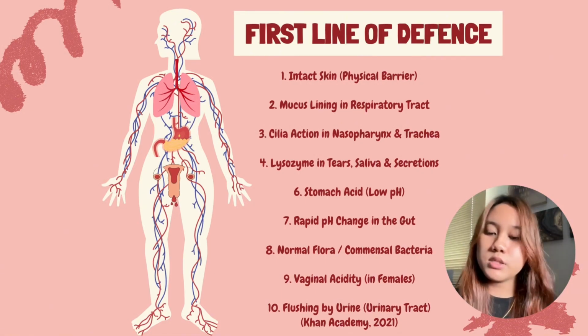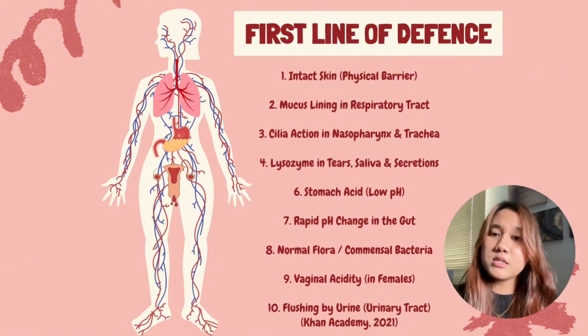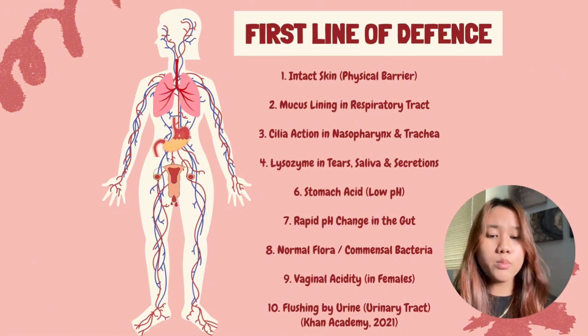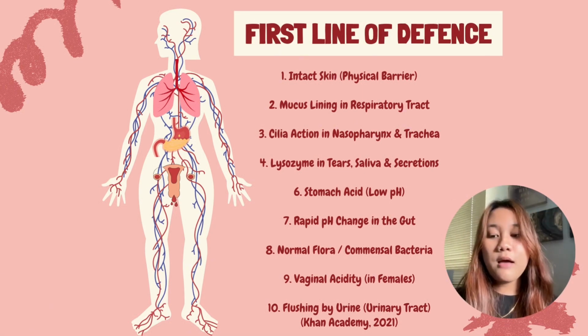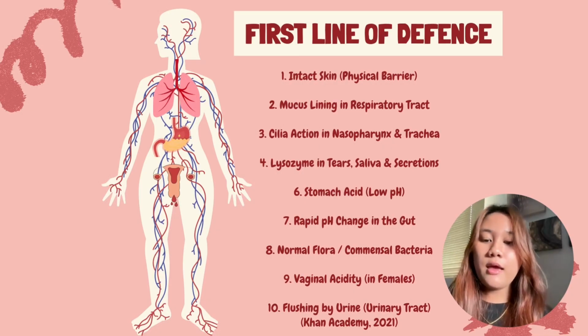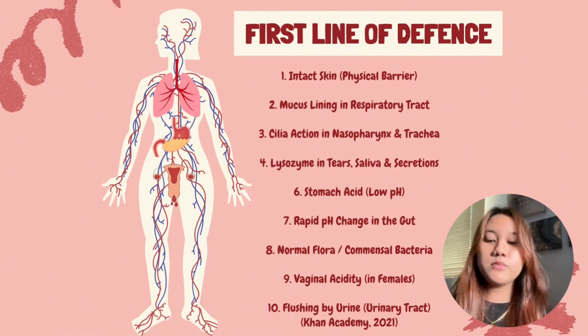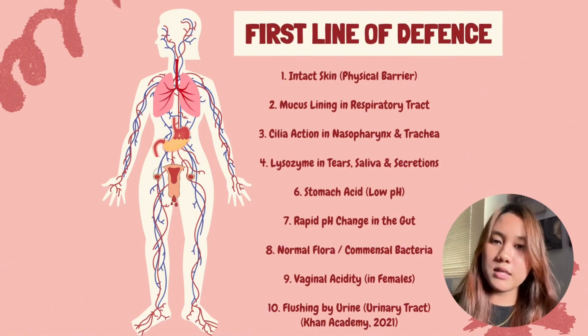Number 6, stomach acid, which is low pH. The stomach has very acidic conditions that destroy most microbes in food and water. This prevents harmful organisms from entering the intestine. Number 7, rapid pH change in the gut. The digestive tract quickly changes from acidic to alkaline conditions, which microbes cannot survive. This pH shift helps prevent microbial colonization.